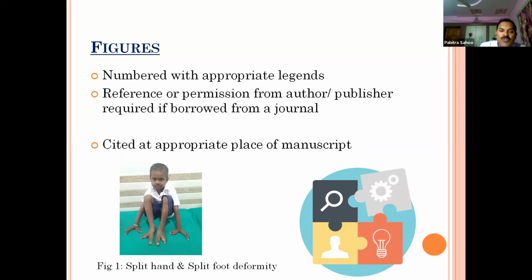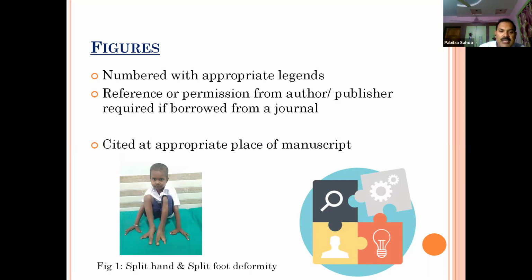Or else use your own photographs, which should be very clear and attached with an appropriate legend. Like this photograph, you should have a legend. Legend means the figure number, and this is the legend. So many journals ask for the legend to be submitted separately, and some journals ask for the picture with the legend along with the picture. And the legend must also have an appropriate title, using correct words.